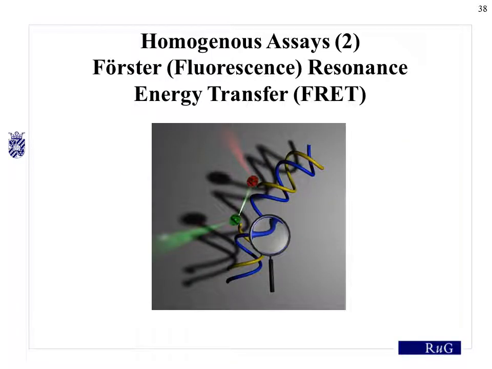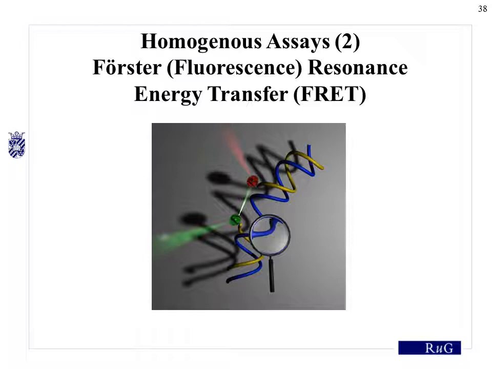Another assay format, fluorescence resonance energy transfer, shortly FRET, is based on the proximity of two molecules. It's a member of the large family of proximity assays. Here in this scheme we see a green molecule bound to a piece of DNA in close proximity to a red molecule. If exciting light of green wavelength excites the green molecule, it emits fluorescence, which excites the red molecule, which in its turn emits red fluorescence.